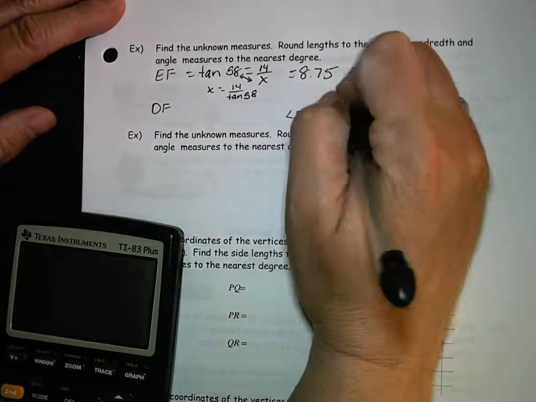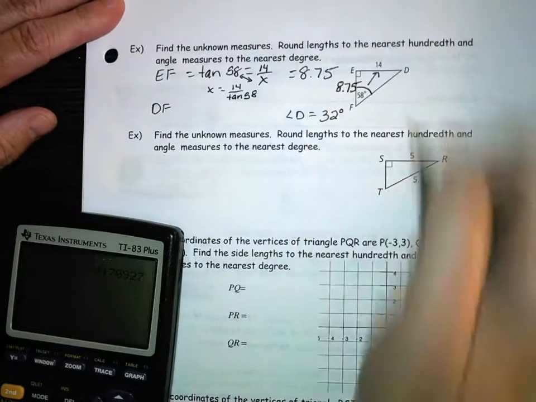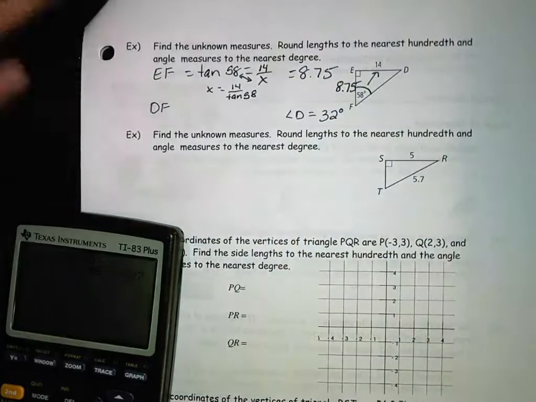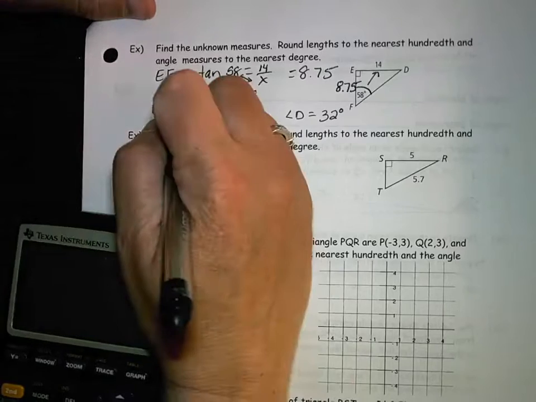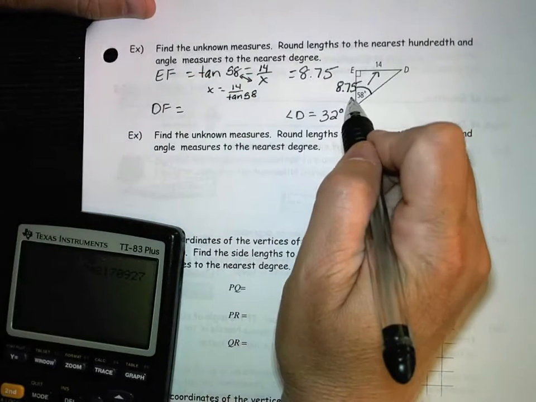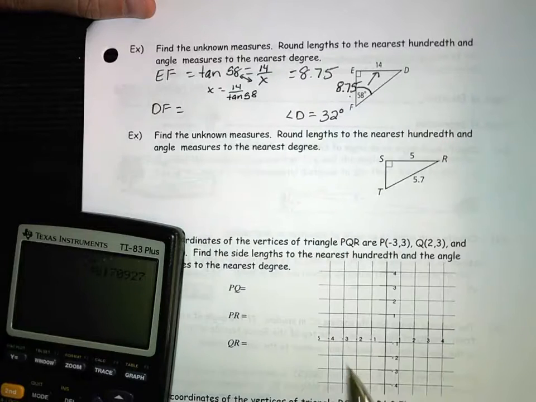To find DF, you can do this a couple ways. Now that we know that side is 8.75, we can use sine or cosine. Or if you prefer, you could do your Pythagorean theorem. 14 squared plus 8.75 squared equals x squared.